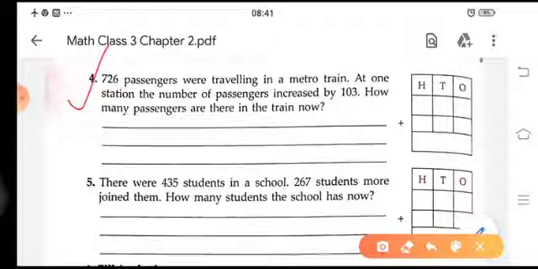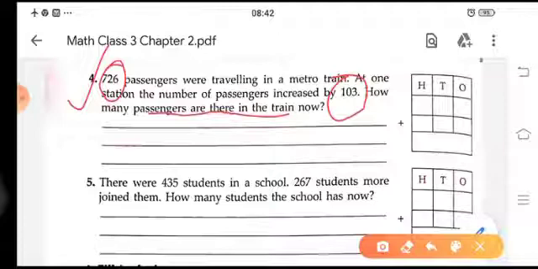Okay, so children, 726 passengers were traveling in a metro train. So how many passengers were traveling in a metro train? 726. At one station the number of passengers increased by 103. So when another station comes, again 103 passengers join this metro train. So how many passengers are there in the train now? We have to add these numbers to tell the total number of passengers in the metro train.